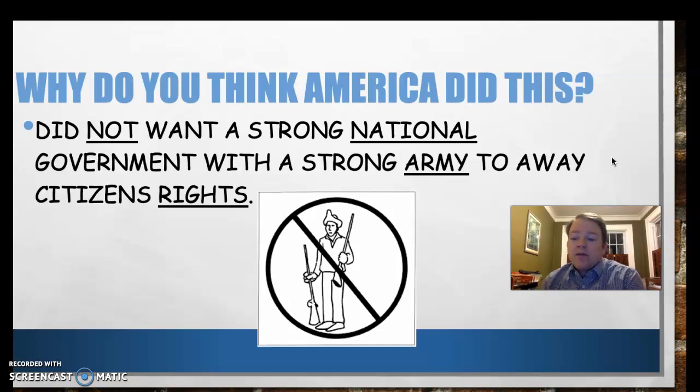So basically, it kind of stole my own thunder there a little bit. They didn't want a strong national government with a strong army to take away citizens' rights. Remember, they just dealt with places like the city of Boston, where there were 10 to 15,000 British soldiers occupying the city for right around a decade, a little bit over that. And under the Quartering Act, it was the citizens' job to clothe, feed, and pay for that. They did not want this to happen again, not just in Boston, but in Philadelphia or New York or Charleston or any other city in the United States at this point.